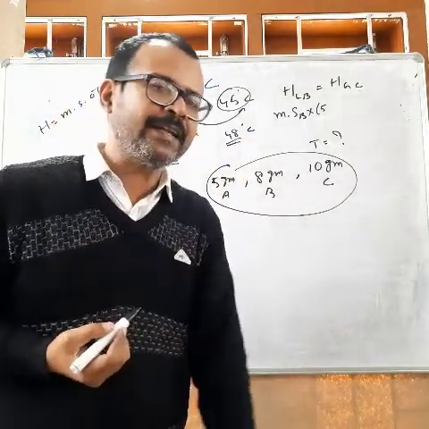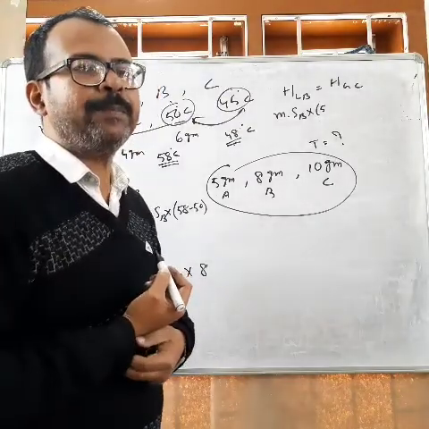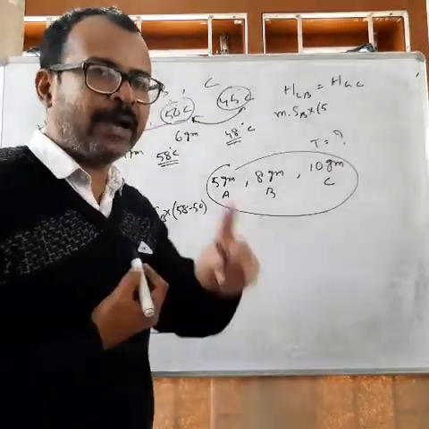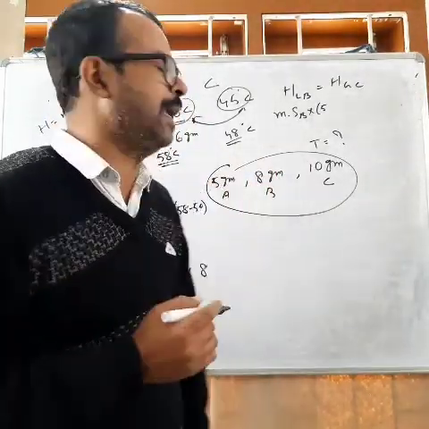So please correct the question. When equal amounts of B and C are mixed, the temperature of the mixture becomes 48 degrees C. I wrongly wrote 52. Not possible. When you mix, the temperature should lie in between.